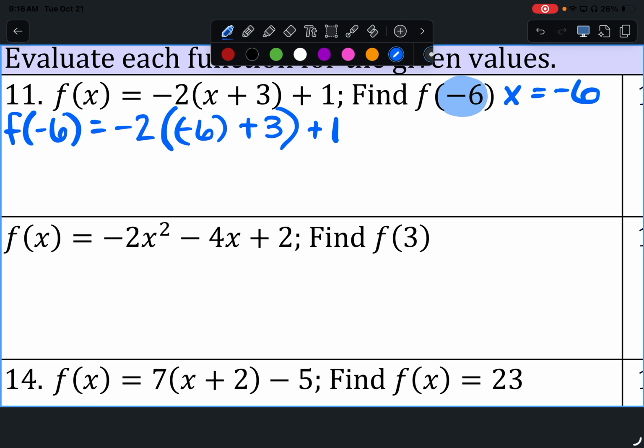Now, you have some options. You can do it in your head, do it in pieces, or put it in a calculator. I do not care. If you put it in a calculator, use parentheses correctly, okay? Because if we did this in pieces, negative 6 plus 3 is what? Negative 3. Negative 3 times negative 2 is? Negative 3 times negative 2 is positive 6. Plus 1 is 7.